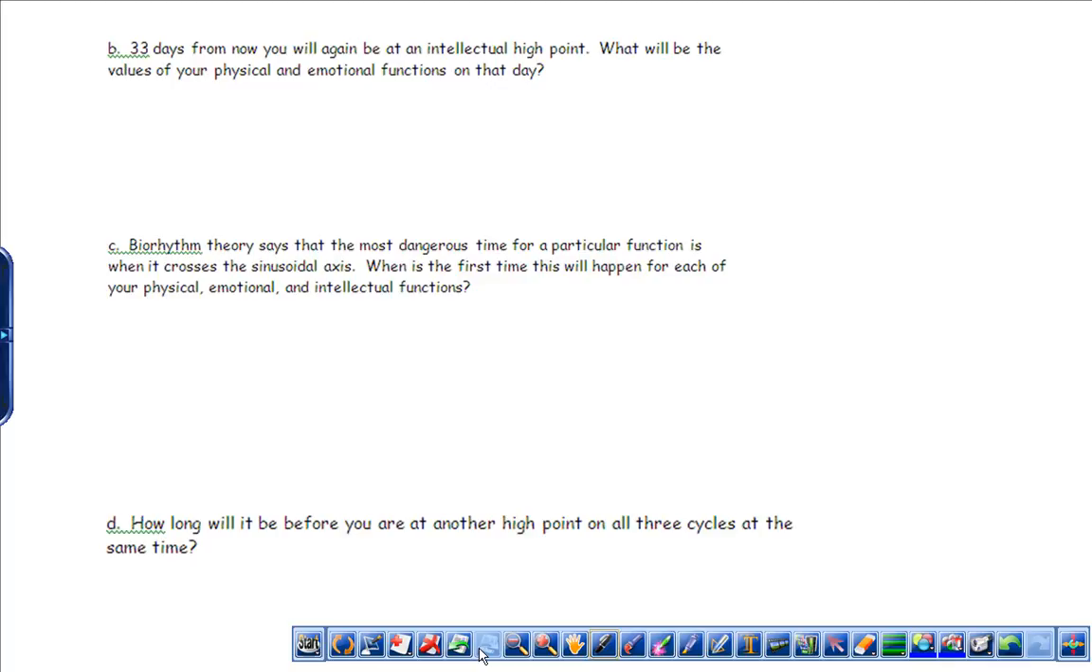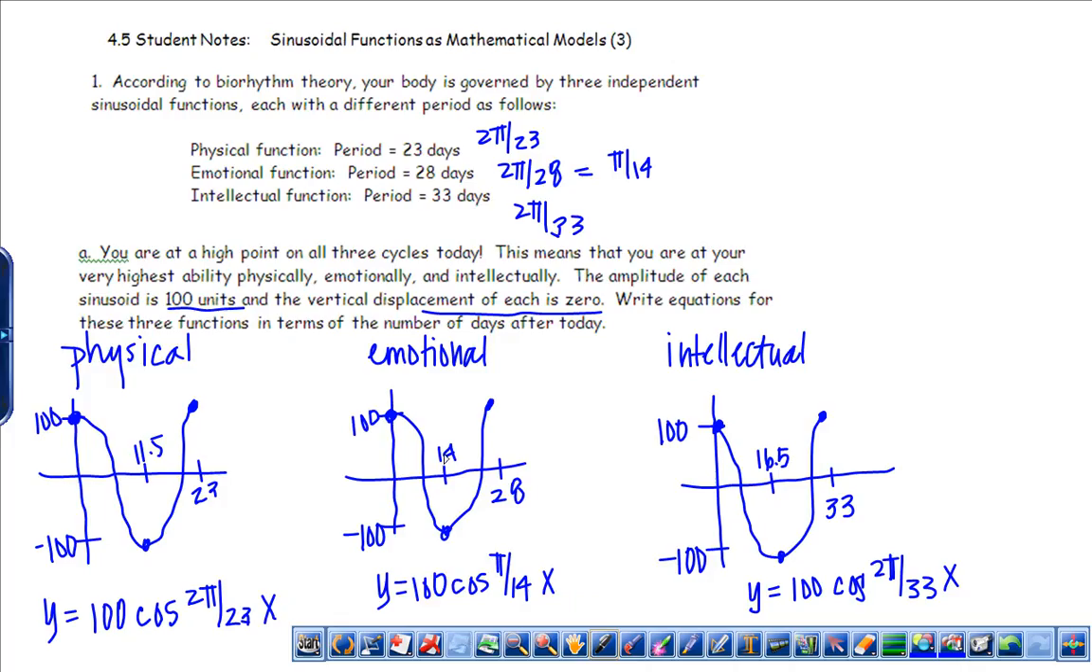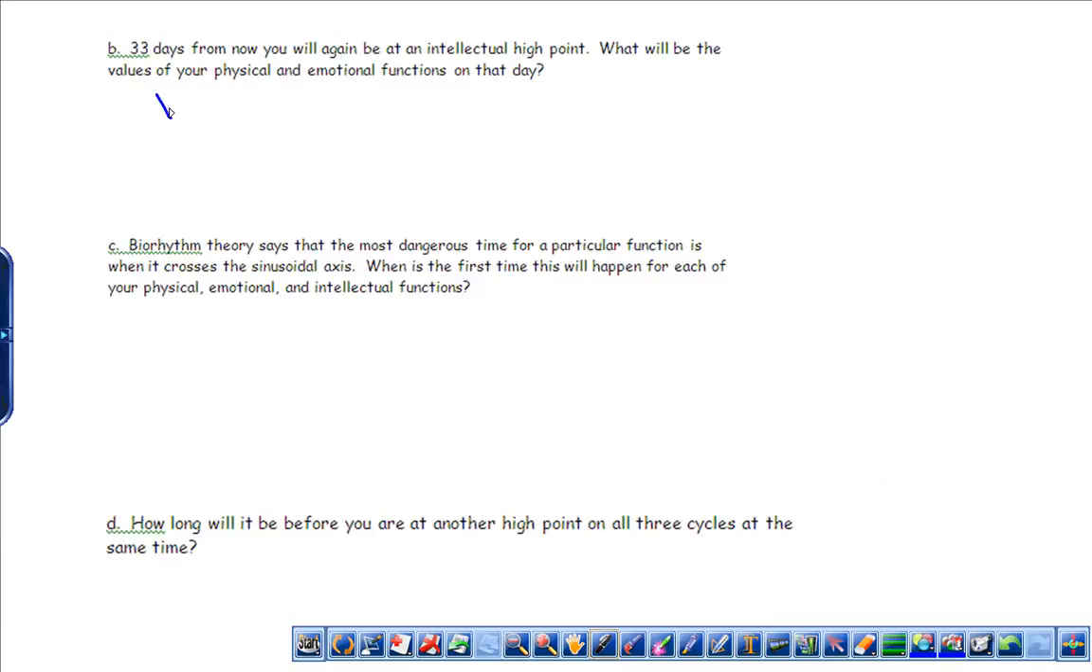Using these equations and these graphs, let's answer our questions. B says 33 days from now, you will again be at an intellectual high point. What will be the values of your physical and emotional functions on that day? Looking back at your physical and emotional, the first 2 values, I would go to your calculator and plug in x of 33. You can go to your table. So your physical, if you plug in an x value of 33, I get negative 9, that's not 19, that would be 91.721, rounding to 3 decimal places.